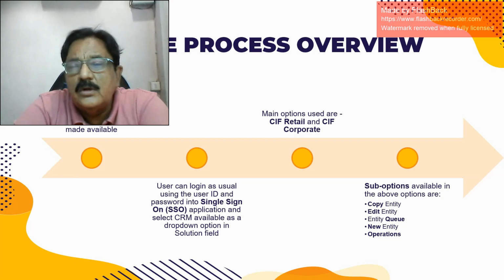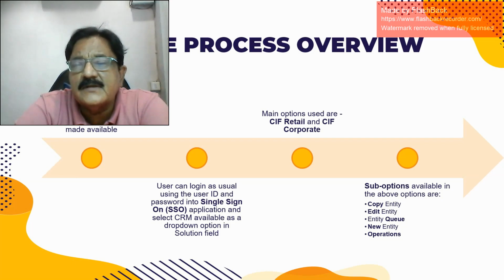Then in the queue, we verify all the information that we have filled in and move it to the verifying officer's queue or tray. Then we can do operations. We can open a current account after that. This is the Finacle process overview for all of you.